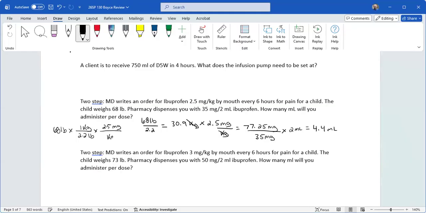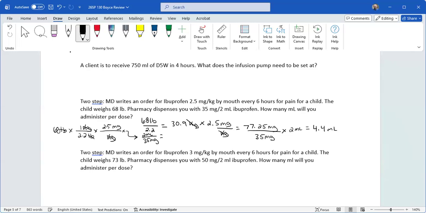per kilogram. And so what I'm trying to do is eliminate the units, so I'm left with just the milligrams. And then I would convert the milligrams to ml. So I'm going to come down here. I'm sorry about this. This would be the 2 ml, and then the 35 milligrams.